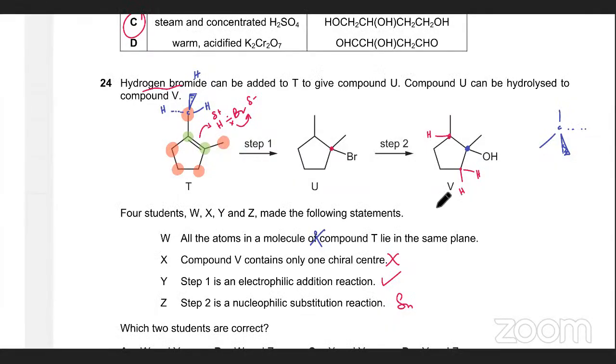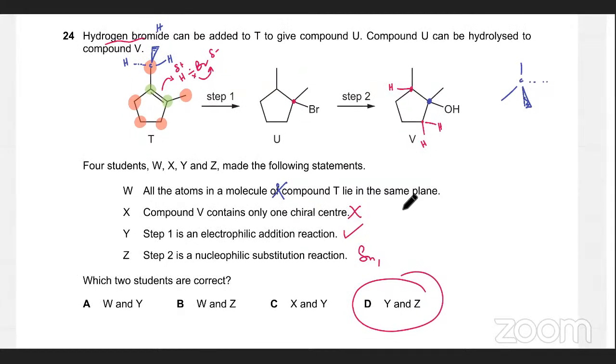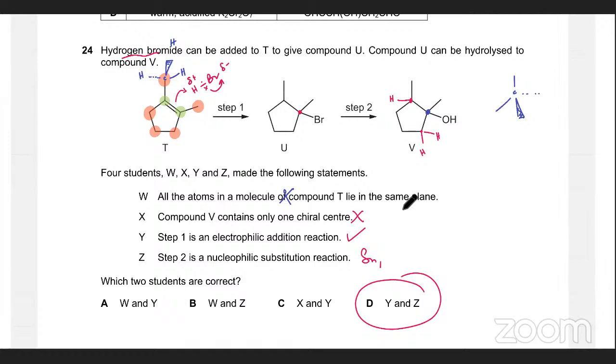So coming back to the question, since it is a halogenoalkane, this would be nucleophilic substitution, and specifically, it would be the SN1 mechanism. So which two students are correct? It's probably going to be Y and Z. These two students are going to be the ones that are correct. Okay, is this clear? Yes, sir.